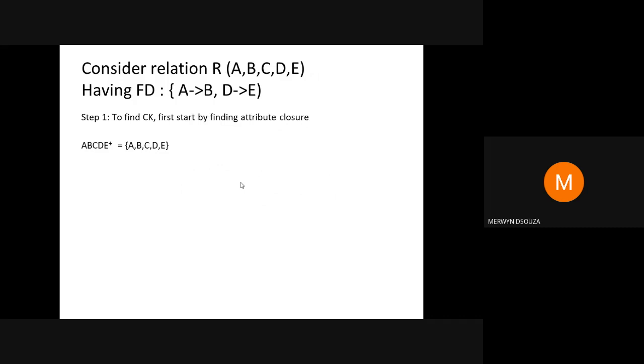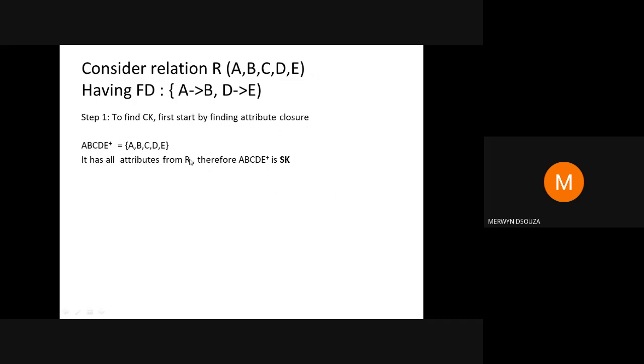The next step is to check whether this attribute closure is a super key. For the attribute closure to be a super key, it must contain all the attributes of the relation R. Here there are 5 attributes A, B, C, D, E, and the closure also contains all those 5 attributes. Therefore, can we declare this as a super key? Yes, we can. So in the first step, by finding the attribute closure, we determine whether it is a super key. If it is a super key, then we proceed further.